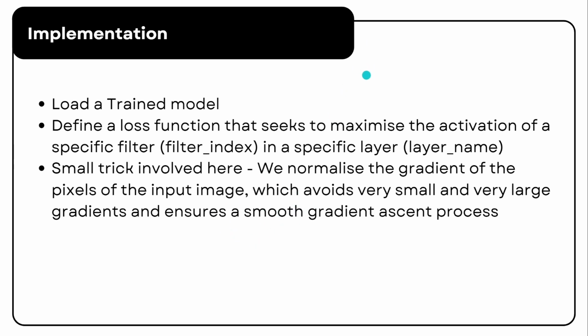So for implementing this, instead of gradient descent, we will use gradient ascent. And what we're trying to maximize is the response of a particular filter in the network by tweaking the input image. Hopefully that makes things a bit clearer. Once we implement this, it should really start to make sense.